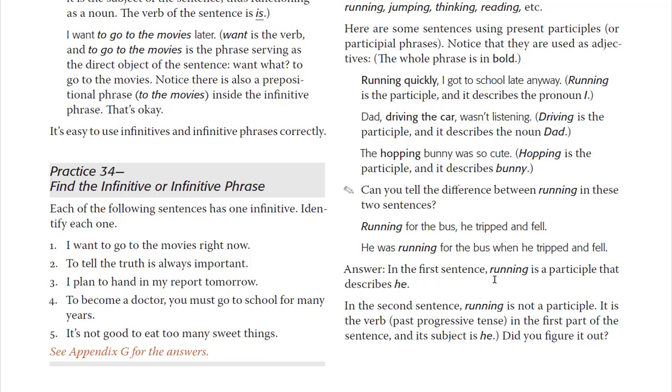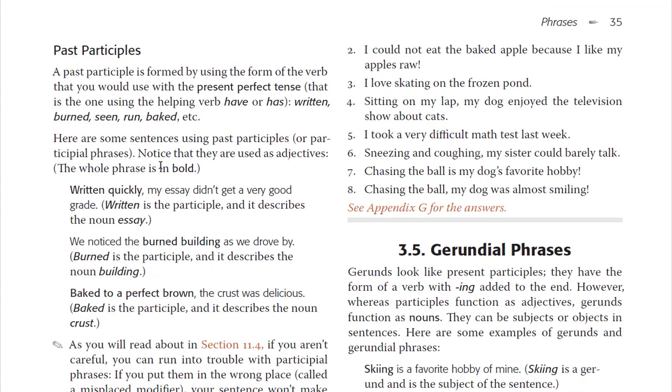Answer. In the first sentence, running is a participle that describes he. In the second sentence, running is not a participle. It is a verb, in the past progressive tense. Did you figure it out? Yeah, it was pretty obvious. You just look at it.